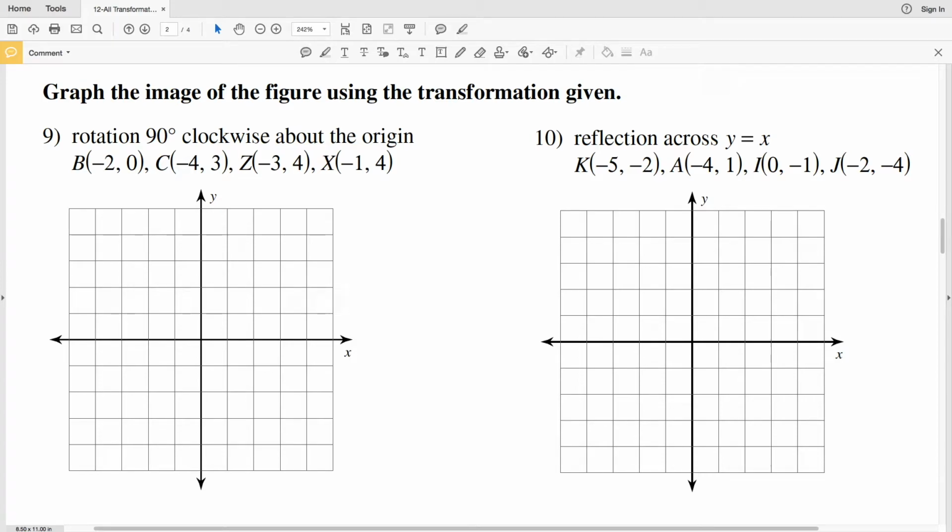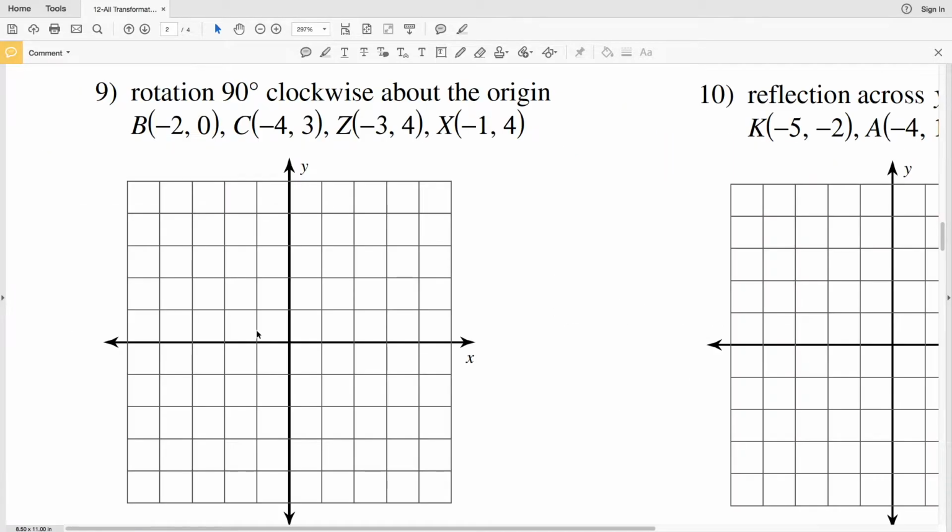In this video, we're continuing on with the All Transformations worksheet on the KutaSoftware website under the Geometry section. For numbers 9 and 10, it states to graph the image of the figure using the transformation given. In number 9, we have a rotation 90 degrees clockwise about the origin.